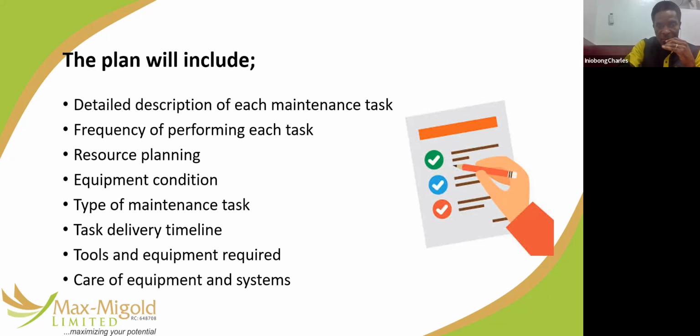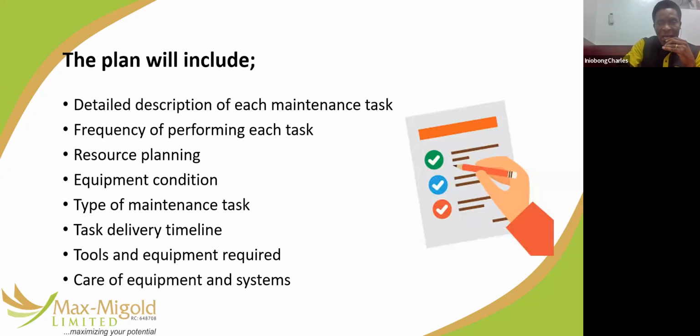Task delivery time, very, very important. Time is very, very important in this business, because the people you are serving, the customers, they are time conscious. If you are in an organization where they are time conscious, they need the facility to be up and running for the core business of the organization to be sustained, then you need to be very, very time conscious.